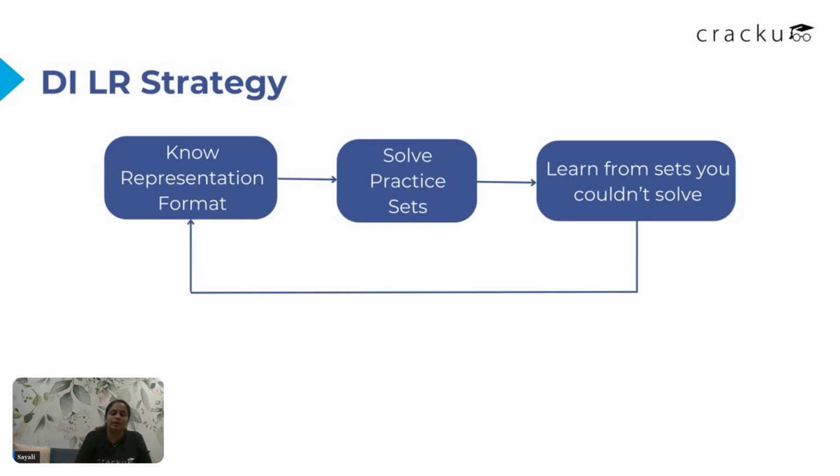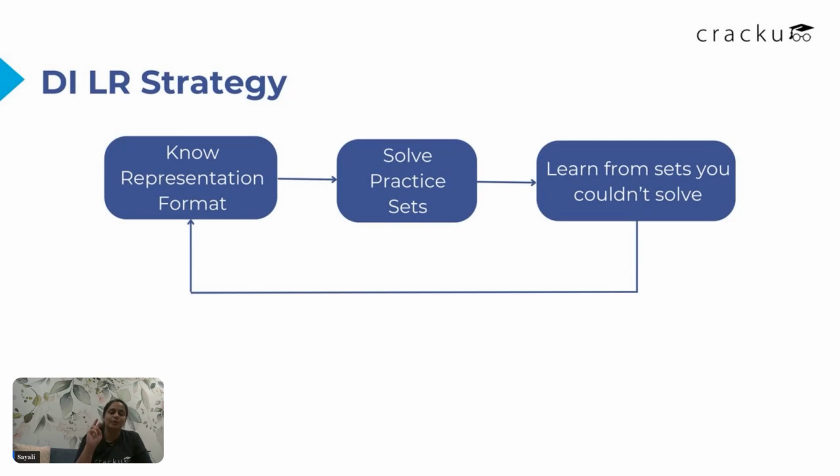Sometimes you'll not be able to solve a DILR set. Like if you're solving under pressure in a mock, you'll not be able to solve. So what should you do? Then you should go back after the mock is over and say that I couldn't solve this particular set. Let me see the representation format for it. Then you make a mental note. अगर ऐसे type का set आया तो ऐसे type का table बनाए. If this is the type of set, then this is the representation format.